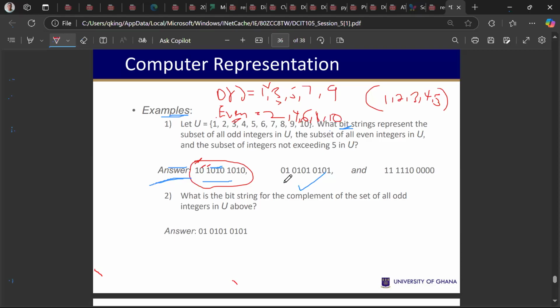With the second one, the even numbers, 1 cannot be found in the even numbers, so it is 0. But 2 can be found in the even numbers, so it is denoted by 1. And then here also, it goes on and on.